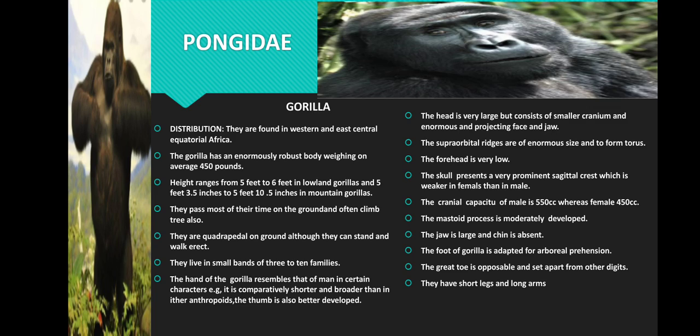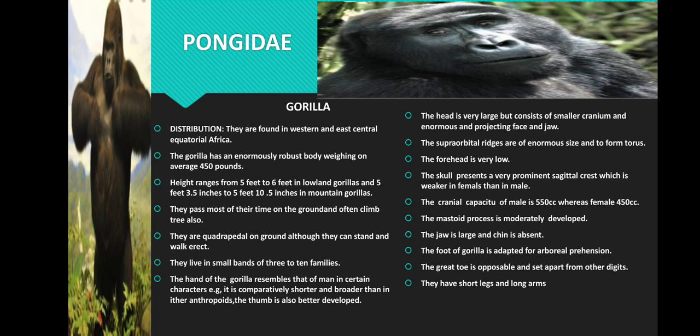The head is very large, but consists of a small cranium and enormous projecting face and jaws. The supraorbital ridges are of enormous size, continuous to form a torus. So the supraorbital ridges are very prominent in the gorilla, and the torus is present. The forehead is very low. The skull presents a very prominent sagittal crest, which is weaker in a female than in a male. So, what is the cranial capacity? The cranial capacity of the male gorilla is about 550 cc, and the female has 450 cc, right?